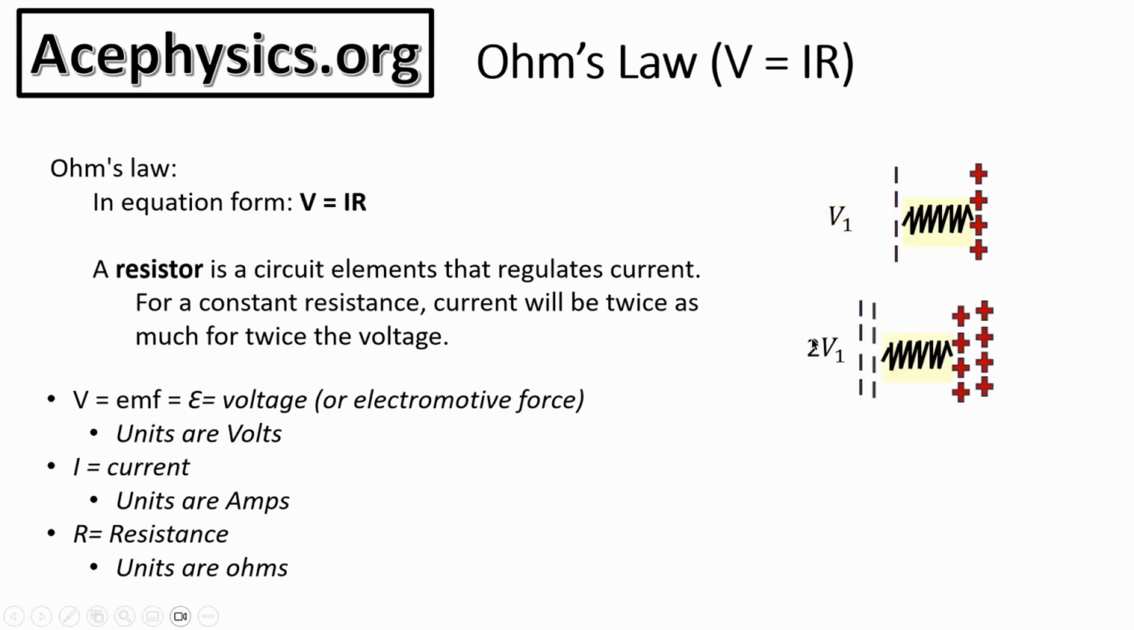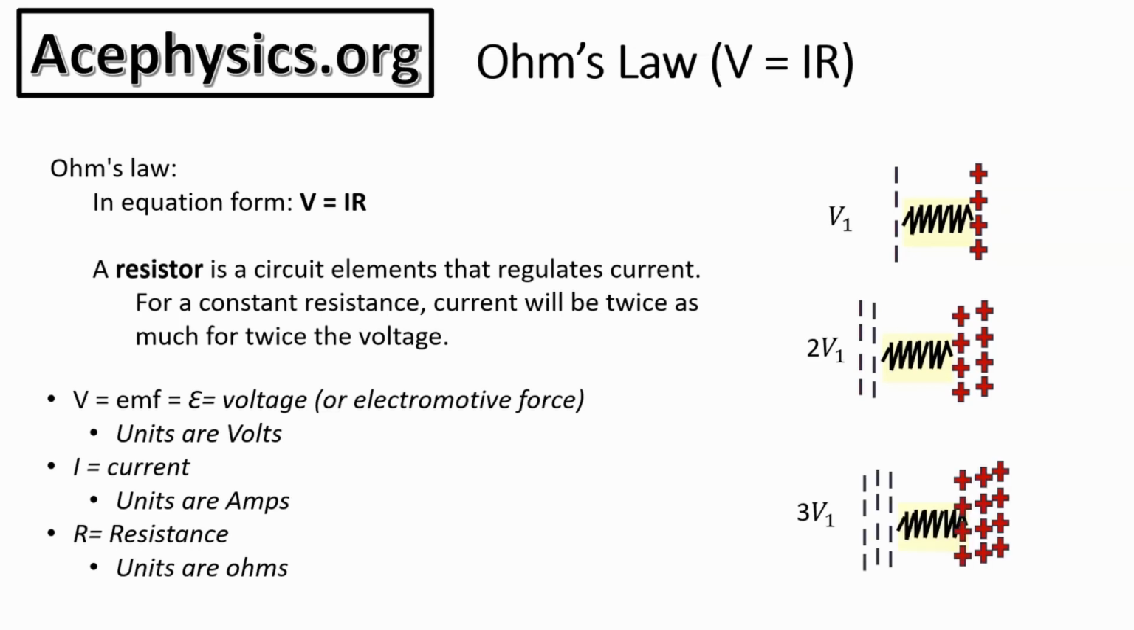I'm calling this V1, and that would produce some current I1. Now, twice the voltage would mean that there'd be twice the charge on this side and twice the charge on this side. So if it's the same resistor, now the resistor has twice the voltage over it, and there'd be twice the current moving through the resistor.